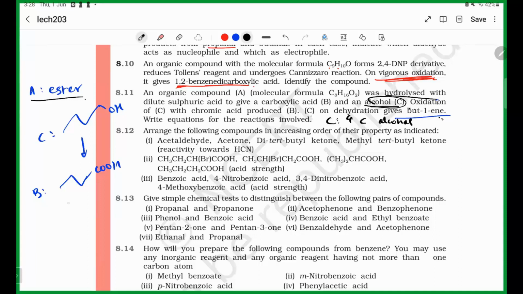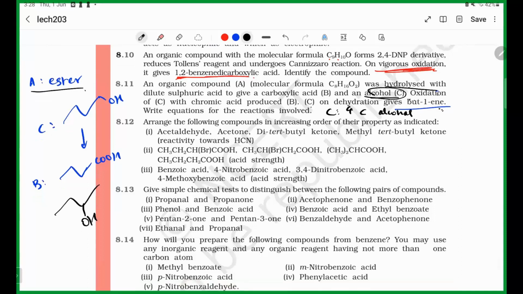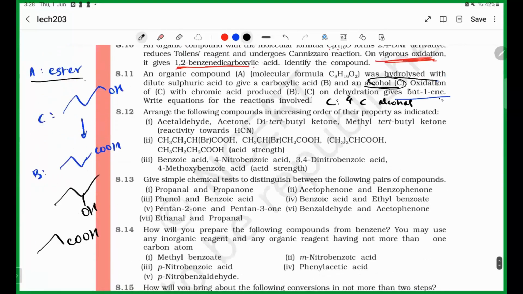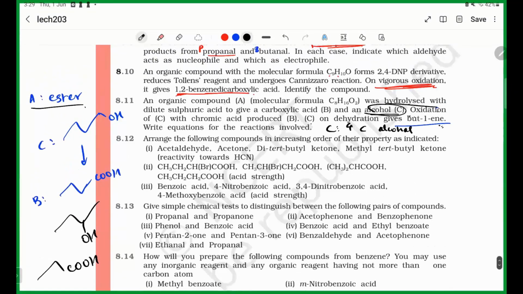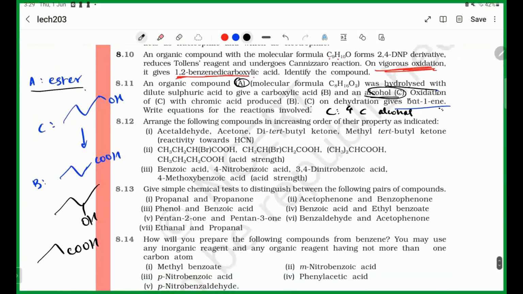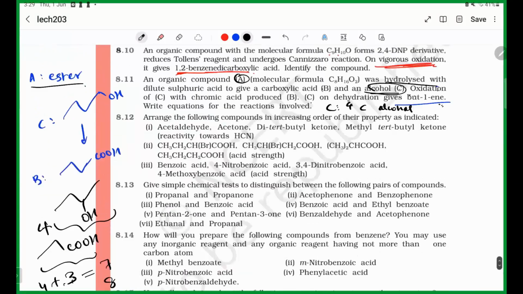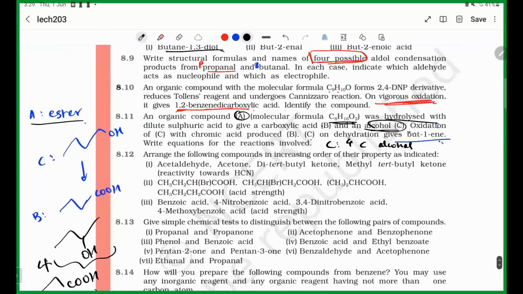If it was a secondary alcohol, then on vigorous oxidation it would have only produced propanoic acid. This would have been cut off. So then you know that C and B together give you A. It's an ester, but here you have only 3 carbon atoms in the acid and 4 carbon atoms in the alcohol. But 4 plus 3 is only 7, and you need 8 carbons because the molecular formula contains C8H16.